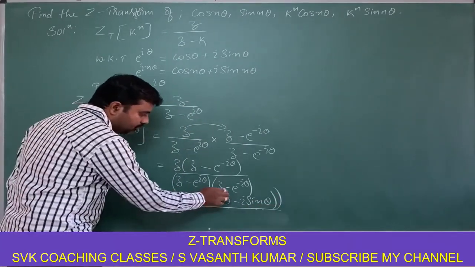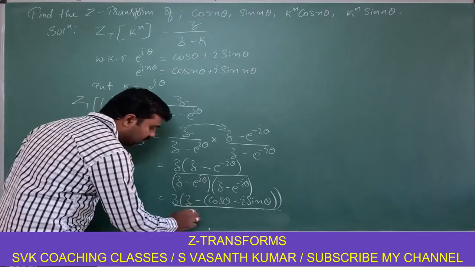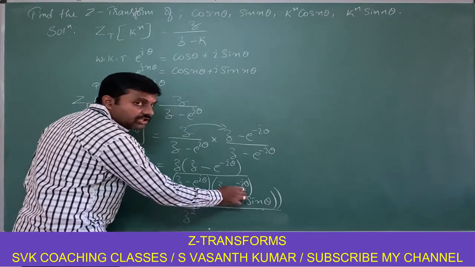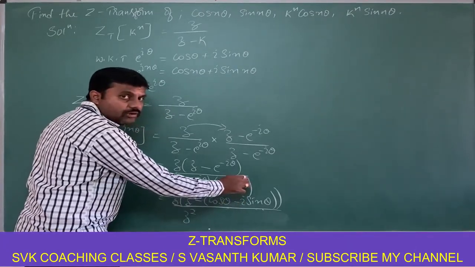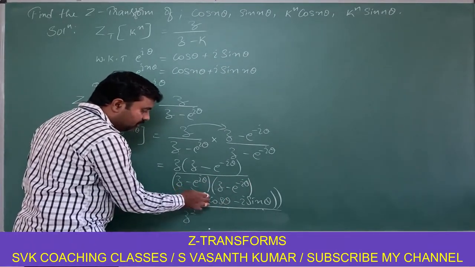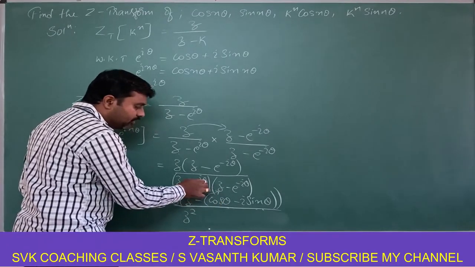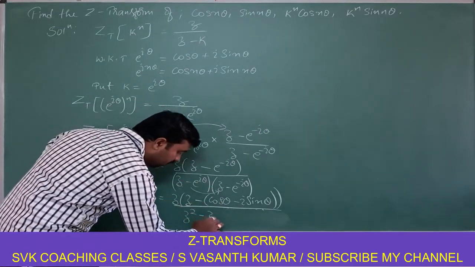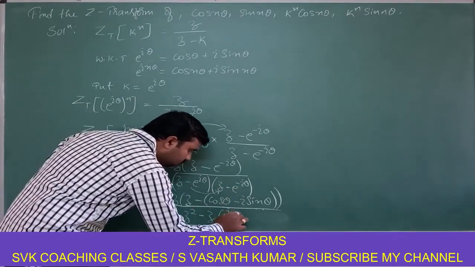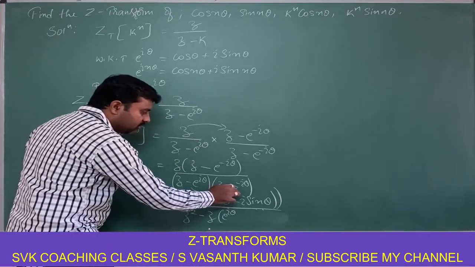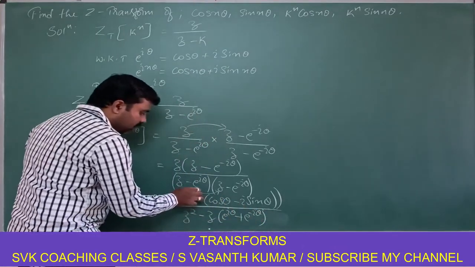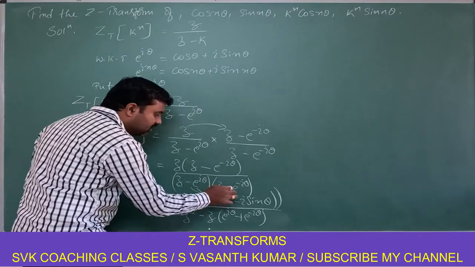So now expanding the denominator here, z into z is z square. Next, z into minus e power minus i theta is minus z e power minus i theta. Next, if you multiply these two, it will be minus z e power i theta, right? So I will take out minus z as common. You are left with e power i theta, and as we are taking minus z common, you are left with plus e power minus i theta.